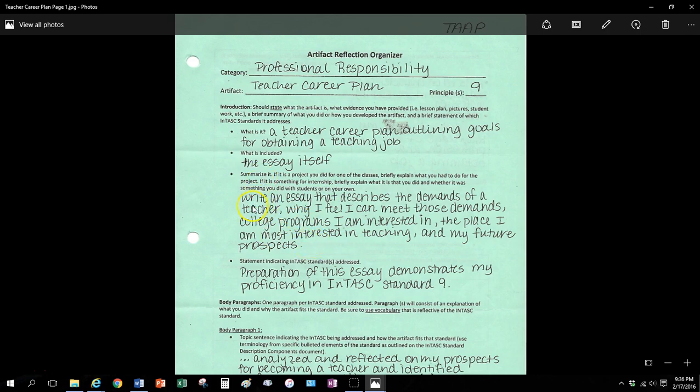So to summarize what we did, we wrote an essay that describes the demands of a teacher, why I feel I can meet those demands, college programs I'm interested in, the place I am most interested in teaching, and my future prospects. And then the statement indicating the InTASC standard addressed is just this one, word for word. Preparation of this essay demonstrates my proficiency in InTASC standard 9. And so, depending on the artifact, eventually you would just change the number that you use.